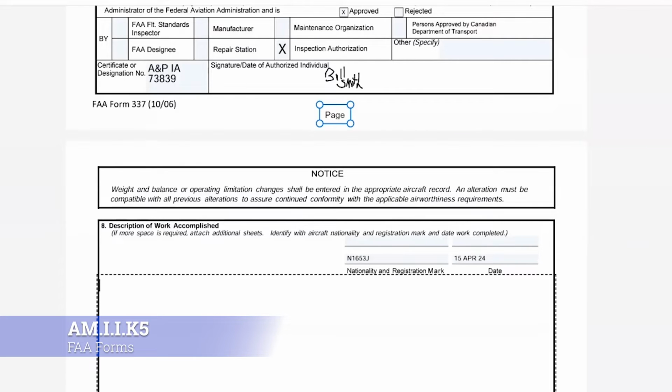Okay, so on block 8 on the back, we put our registration number and the date that we did the work, and then here we're going to start to talk about the major repair or alteration that we did. Now we want to have a good narrative that basically says, hey, look, this was the condition that caused that sort of maintenance to be done, and this is what we did in accordance with whatever gave us the instructions to do it.